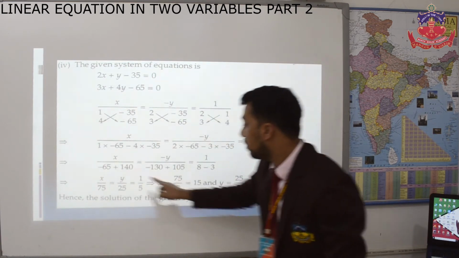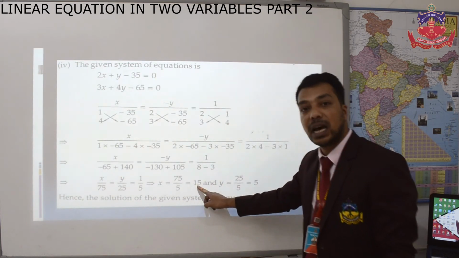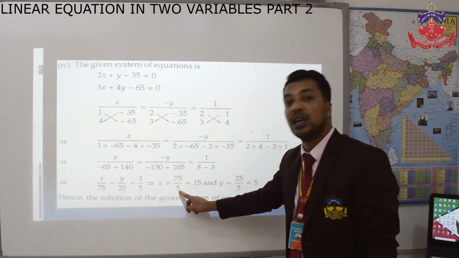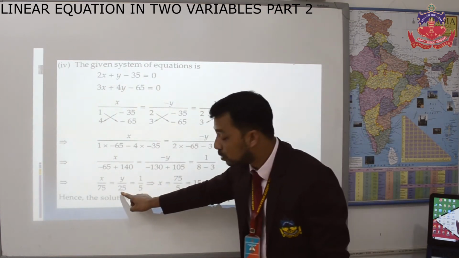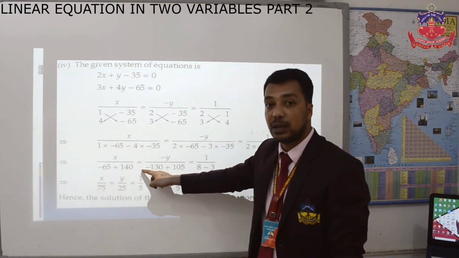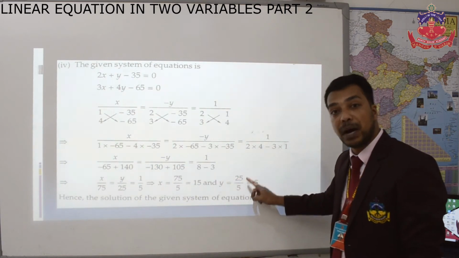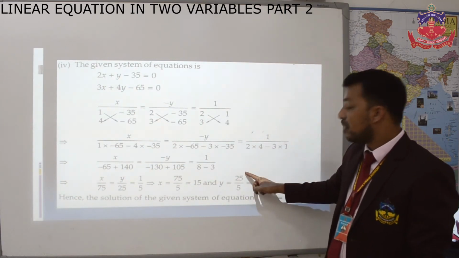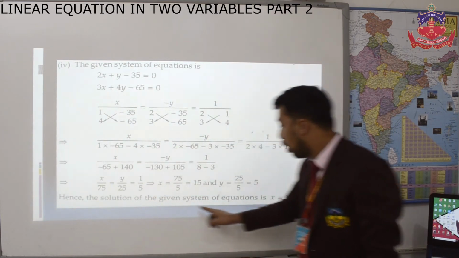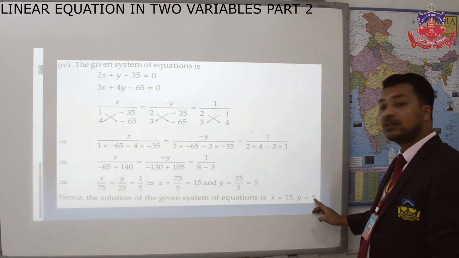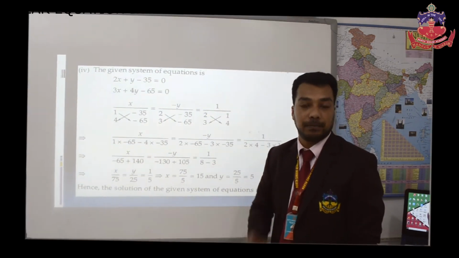You take the 75, it goes to the other side as multiply, so it becomes 75 by 5. You divide this, the answer is 15, that is 5 into 15 is 75. For the y, you do the same thing, that is you take this 25 to the other side with the constant, that is 25 into 1 will give you 25, which comes as 25 by 5. 5 1s are 5, 5 5s are 25, which gives you the answer of y as 5. So we have the solution of x as 15 and y as 5. I hope the cross multiplication method is clear.